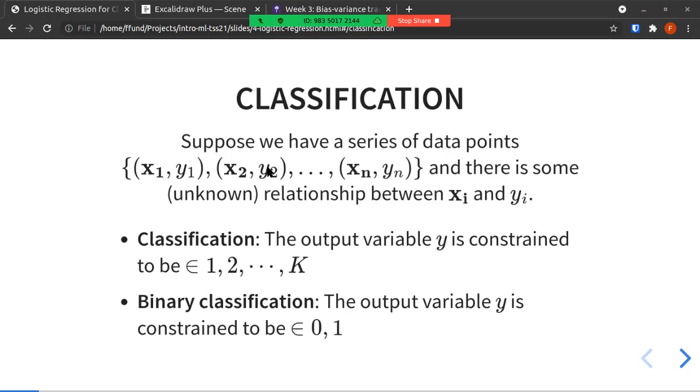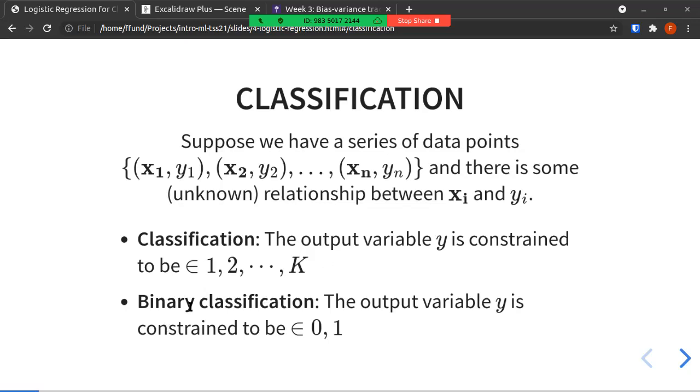And we'll talk about two varieties of classification. In general classification, the output variable Y is constrained to be some integer value from 1 to K. K is the number of classes. For example, suppose I have a photograph of an animal and I want to classify it as cat, dog, elephant, sheep, lion, etc. So K will be the total number of animals I know about to classify. And each value will be associated with an integer. And I'm going to try and produce that output variable Y as a correct integer.